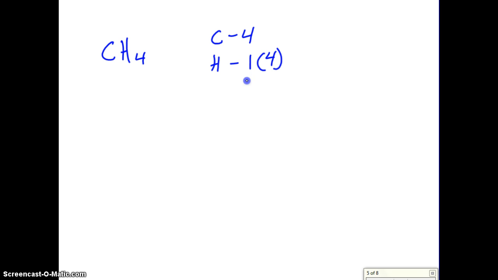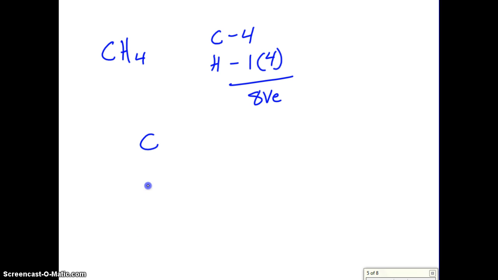Okay, so let's look at some examples. Let's say we are looking at CH4. We've looked at that one a little bit earlier. First thing we're going to do is add up our total number of valence electrons. Well, carbon has 4 valence electrons. Hydrogen has one valence electron, and we have 4 of them. So what that means is we have 4 coming from carbon and 4 coming from hydrogen, giving us a total of 8 valence electrons we have to show in our structure.